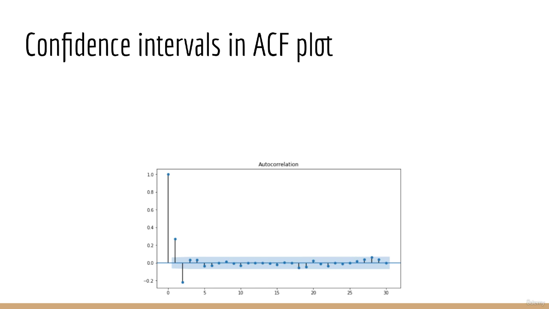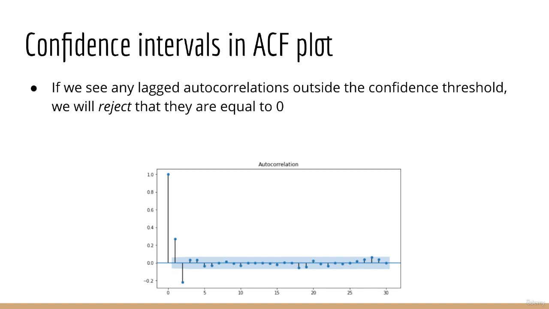The interesting part of the ACF plot is that it also plots confidence intervals. These confidence intervals can be thought of as a kind of threshold. If we see any lagged autocorrelations that are greater than the threshold, we would reject that they are equal to 0, and hence say that they are non-zero. To state it more casually, any point we find in the ACF plot that goes outside of the confidence interval, we can consider to be non-zero.